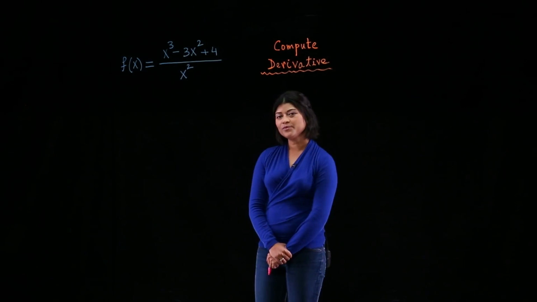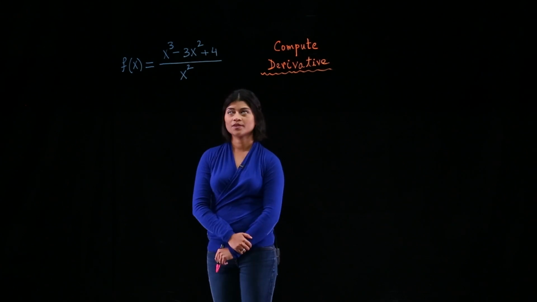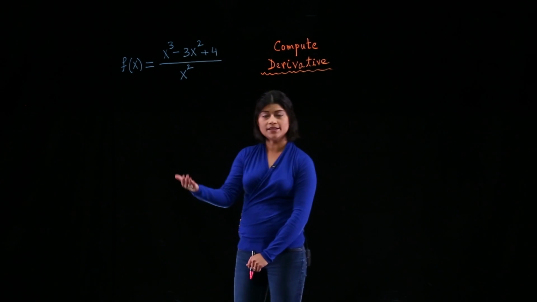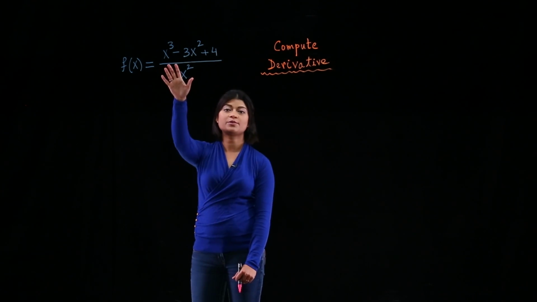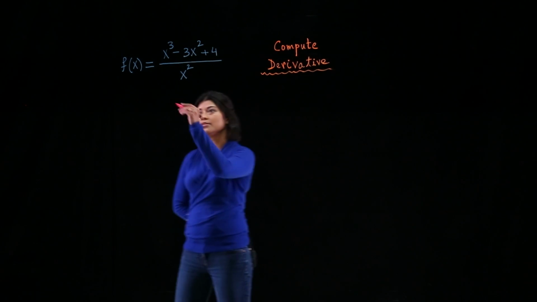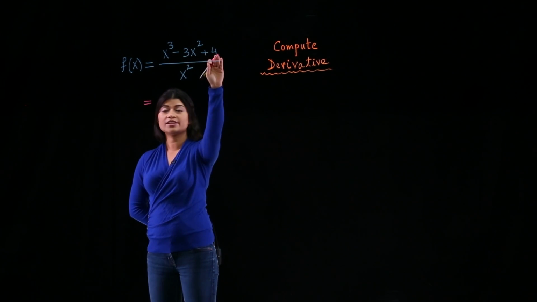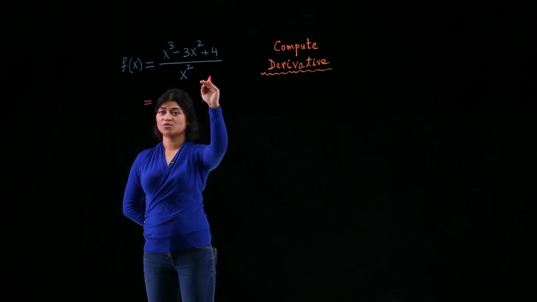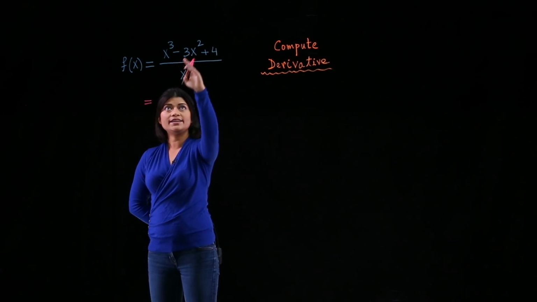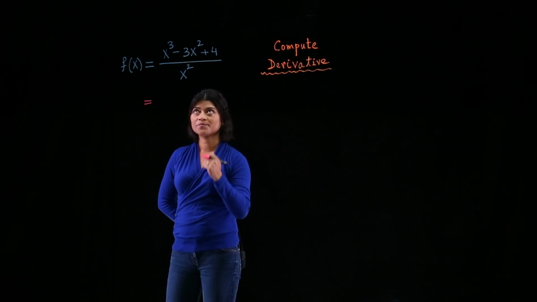Hello, I'm Papia. In this problem, we have to compute the derivative of this given function. Now, before we use any rules of differentiation, let us simplify the expression first. Notice that you have x cubed minus 3x squared plus 4 in the numerator and you're dividing by x squared. So we can divide each of the terms in the numerator by x squared separately.